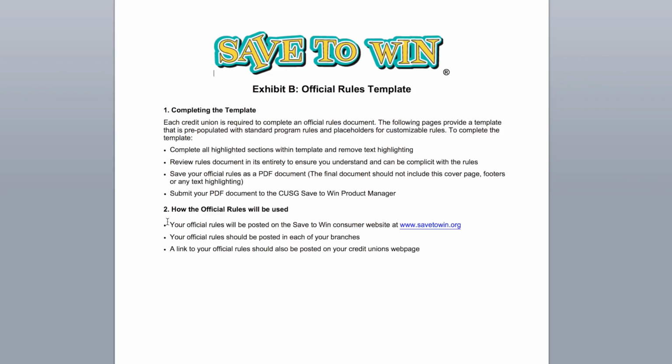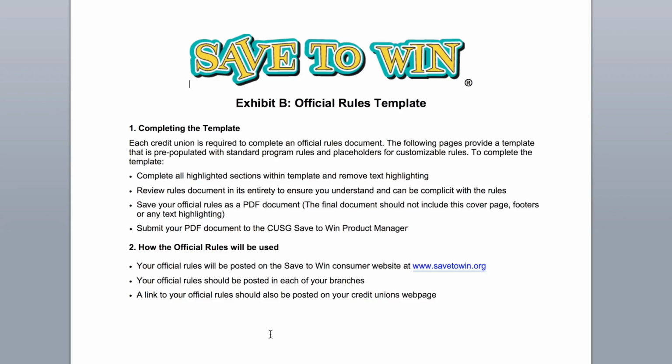When going through this document, notice that there's a first page that has all the instructions to complete the template. Each credit union is required to fill out an official rules document for their program. You will complete the highlighted sections in the template and remove all of the text that is highlighted. Once you've finalized the rules, send the final PDF format to CU Solutions Group, which should not include the cover page, any footers, or the text highlighting. Your official rules will be posted on the Save to Win consumer website at www.savetowin.org for consumers to see and search for your credit union.